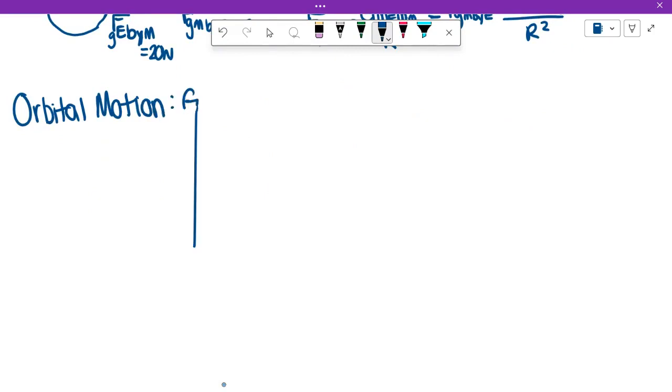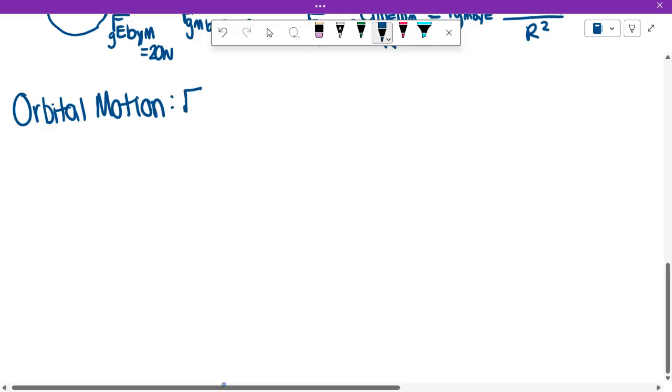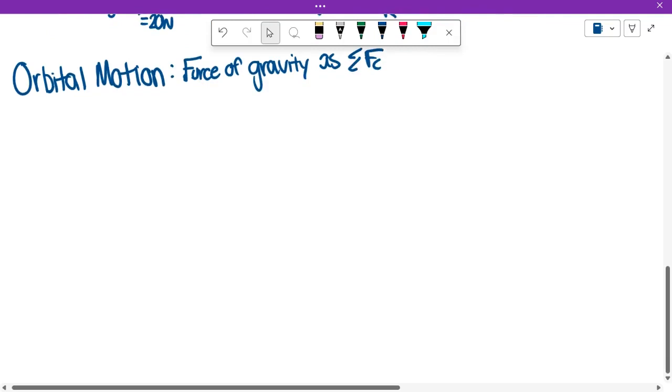An orbital motion is just a fancy name for the force of gravity as our net centripetal force. Okay. So we can see orbital motion in a couple of different instances.